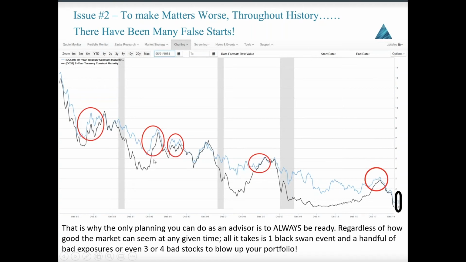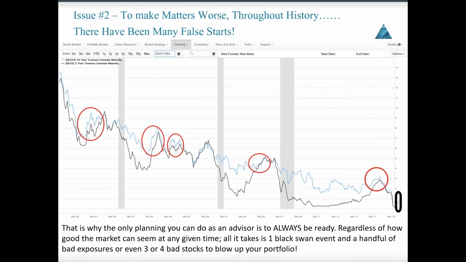Probably the largest period of time where we had false starts was back in the 90s. And had you solely relied on this indicator and tried to time your trades around these yield curve convergences, you would have lost out on a lot of potential alpha. And when we look at the most recent period here towards the end, we can see this last point where we had the 10-2 Treasury yields converge, and then it actually took a black swan event to force us into a recession.